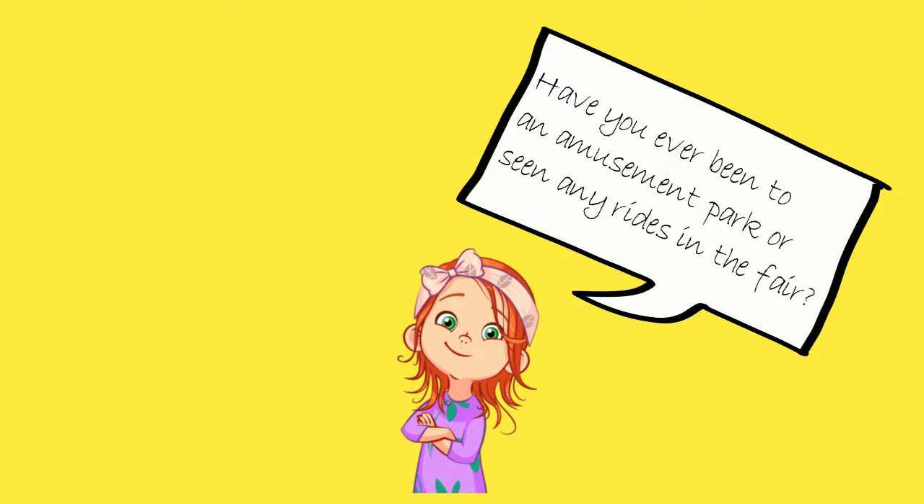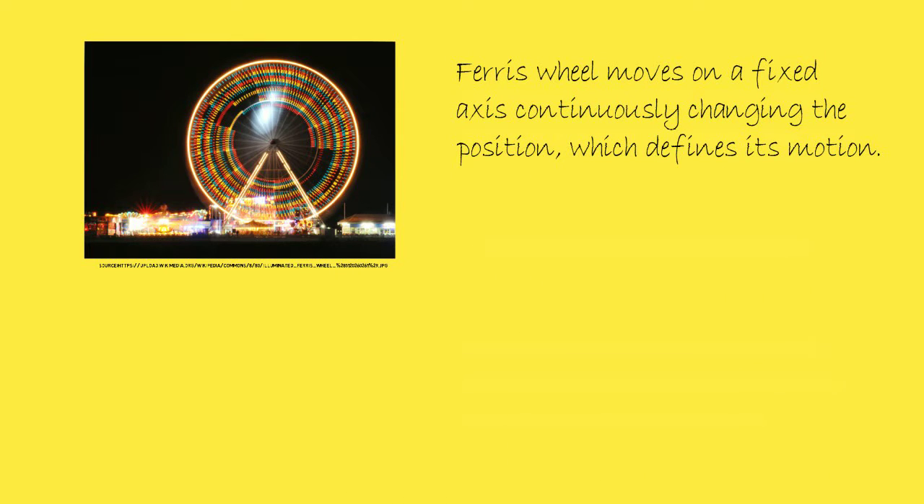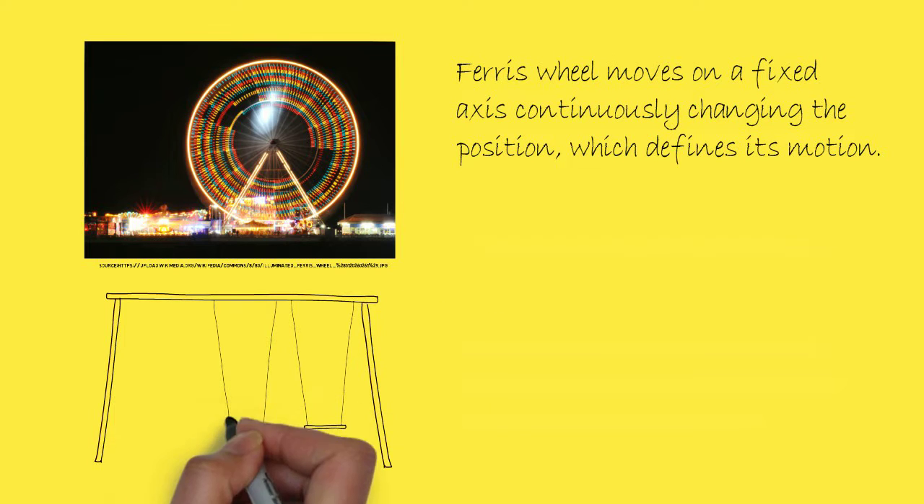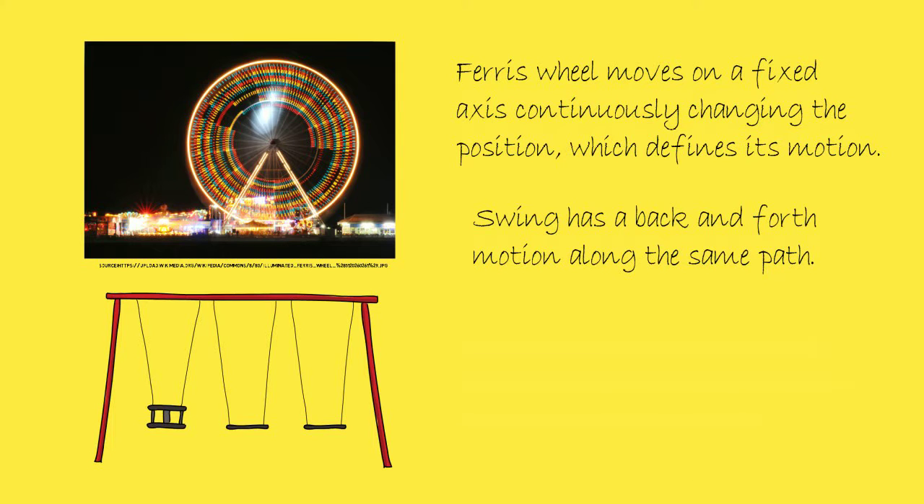In every fair or amusement park, you must have seen a very common ride that is called a Ferris wheel. The Ferris wheel consists of a blade-like structure that rotates. It moves on a fixed axis, continuously changing the position, which defines its motion. Similarly, another ride like a swing has a back and forth motion which shows the repetitiveness of the swing's motion along the same path.